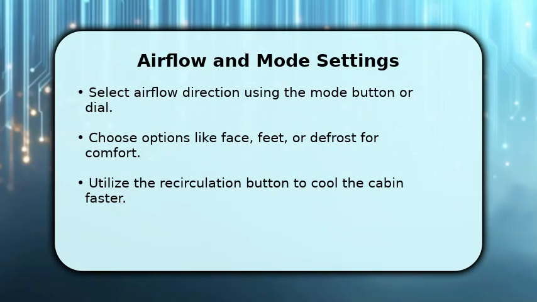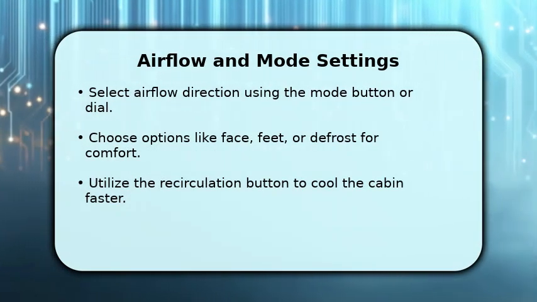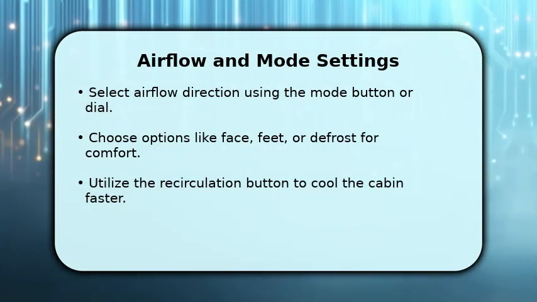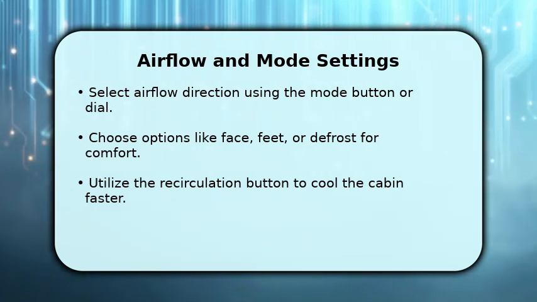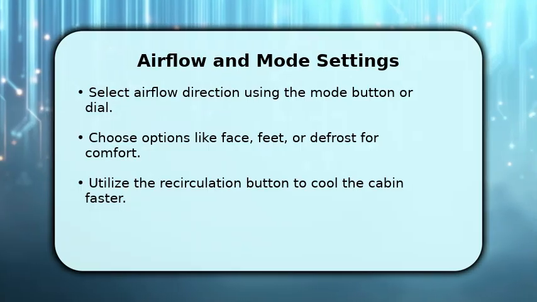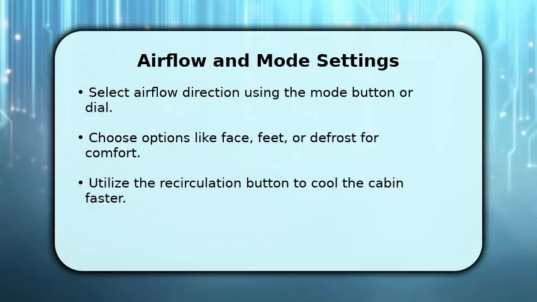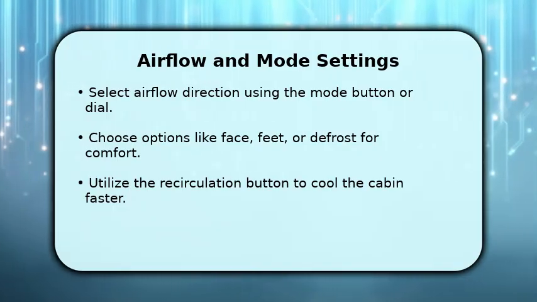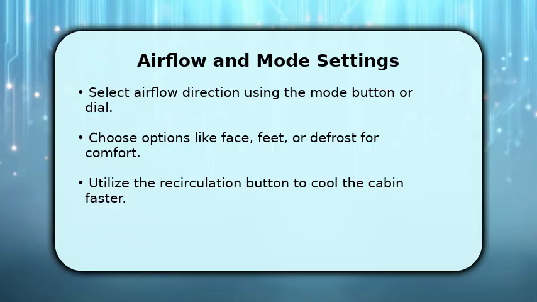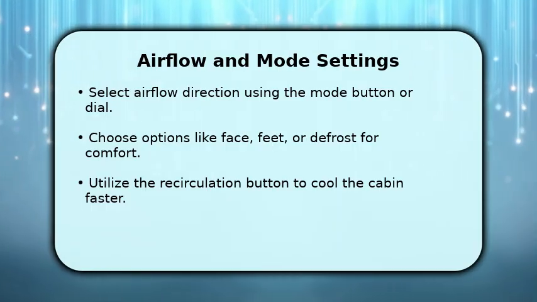Now, let's talk about directing the air. Use the mode button or dial to choose where the air flows, whether it's towards your face, feet, or for defrosting the windshield. The recirculation button is great for quickly cooling the cabin by reusing interior air. However, for fresh air or to clear a foggy windshield, make sure recirculation is turned off.